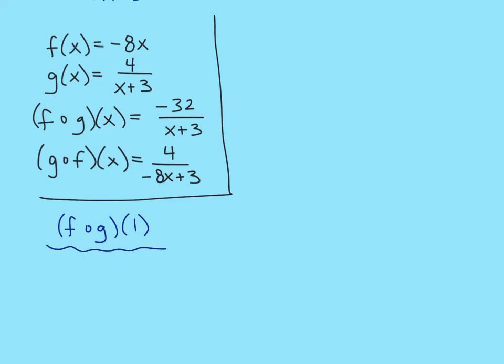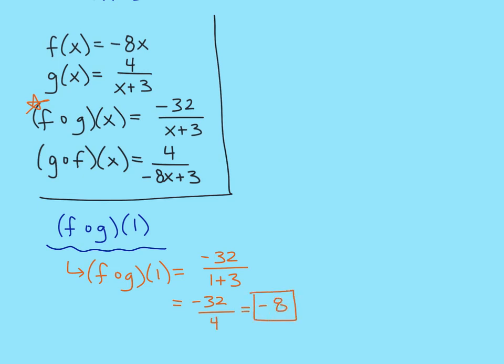So the first way is just plugging into your f of g function. So f of g of 1 equals -32 over 1 plus 3. -32 divided by 4 equals -8. And that should be our answer.